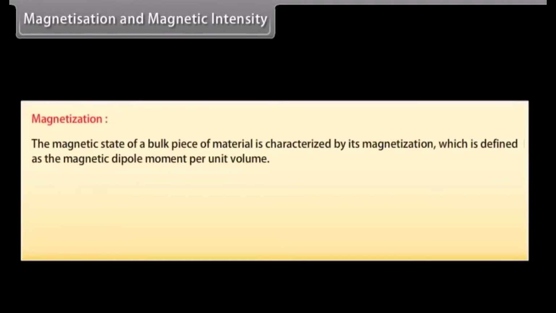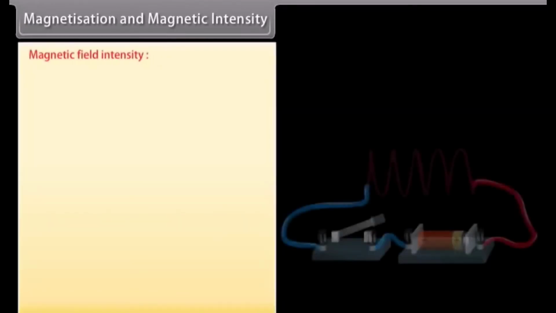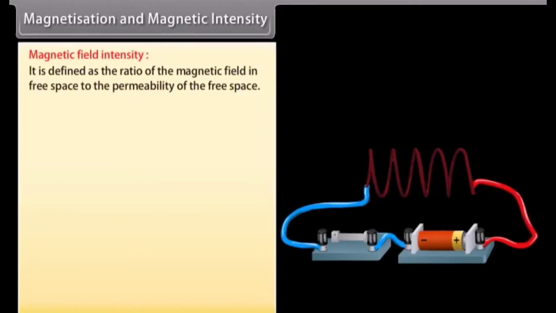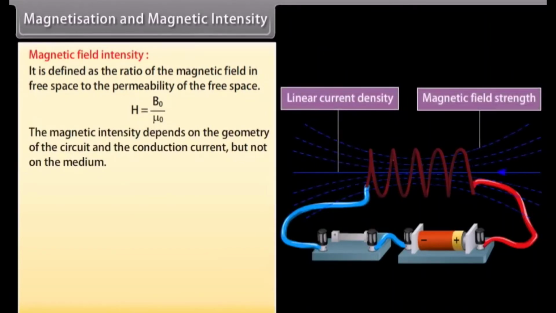Magnetization and magnetic intensity. The magnetic state of a bulk piece of material is characterized by its magnetization, which is defined as the magnetic dipole moment per unit volume. The magnetization depends on both the magnitude of the individual atomic dipole moments and their degree of alignment. Magnetic field intensity. It is defined as the ratio of the magnetic field in free space to the permeability of free space. H is equal to B_0 divided by μ_0. The magnetic intensity depends on the geometry of the circuit and the conduction current, but not on the medium.